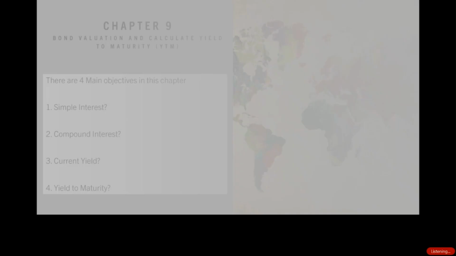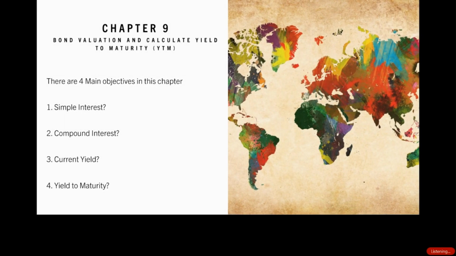Welcome to Chapter 9. How do you value a bond and yield to maturity? This chapter has 4 objectives. The first is to understand simple interest. The second is understanding compound interest on bonds. The third is to understand the current yield. And the fourth is understanding yield to maturity.